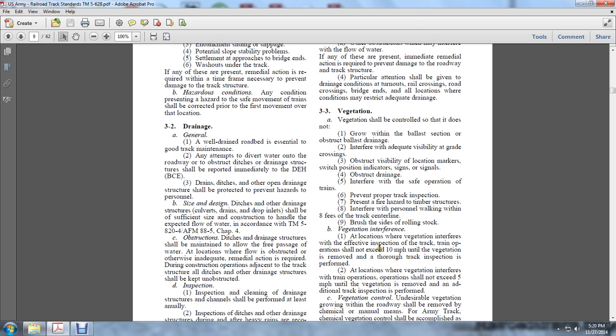Train operation shall not exceed 10 miles per hour where vegetation has not been removed along the track. At all locations where vegetation interferes with track operations, speed shall not exceed 5 miles an hour until the vegetation is removed. An additional track inspection is to be performed.